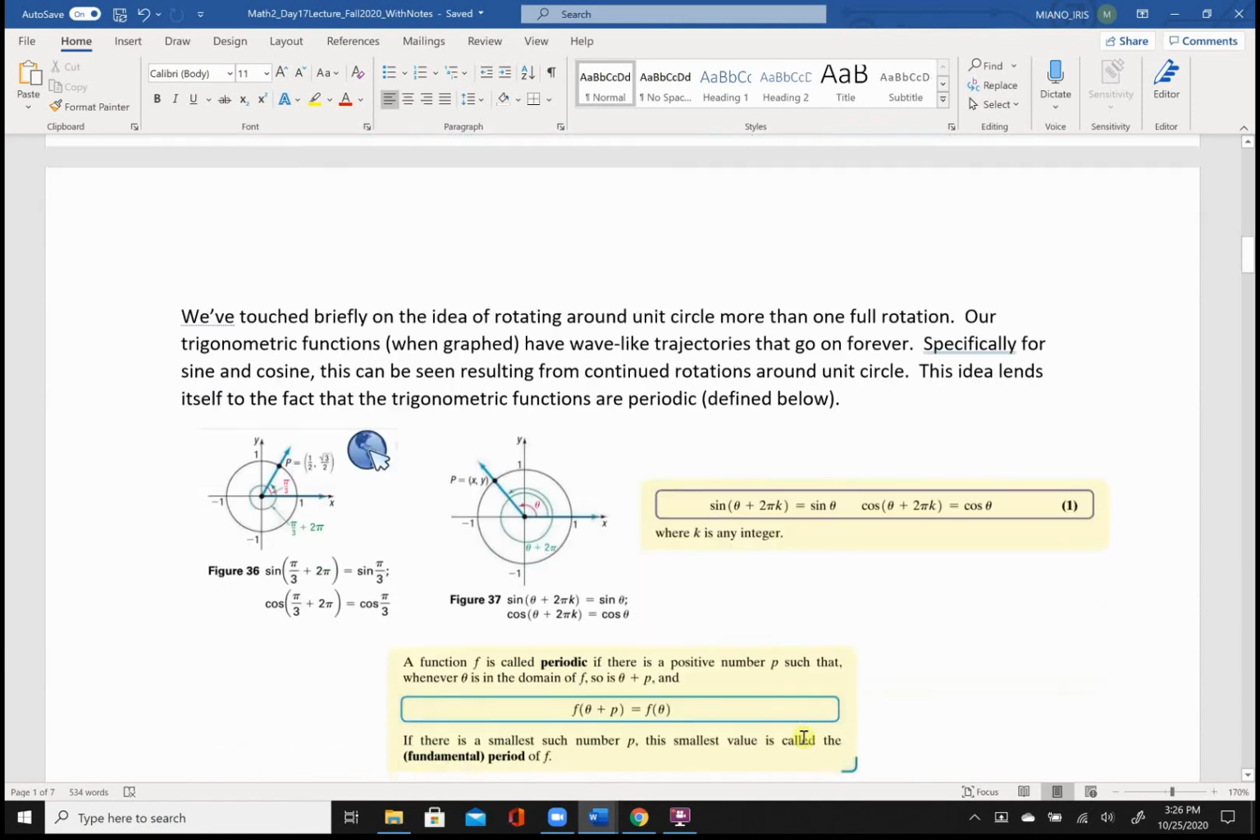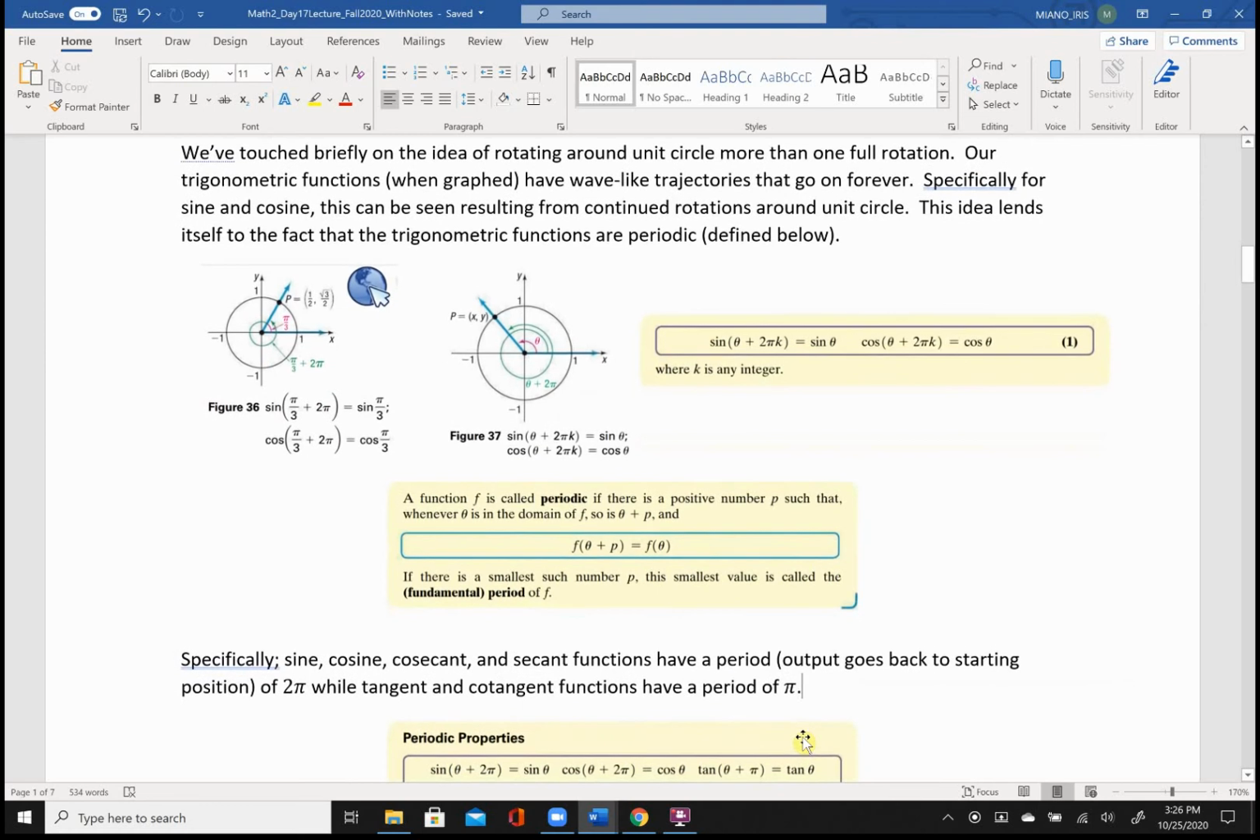So we have already touched briefly on the periodic nature of our trigonometric functions, which is to say that you can spin around the unit circle as many times as you want. And when you spin more than one full revolution, it can be thought of as equivalent to just the positional location starting from the initial ray position to the terminal ray position.